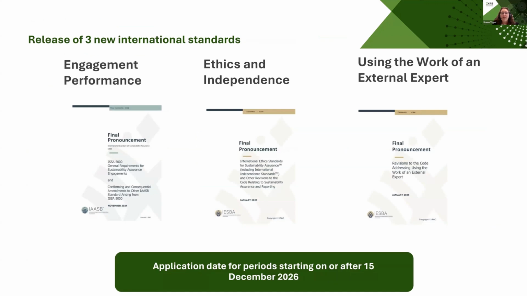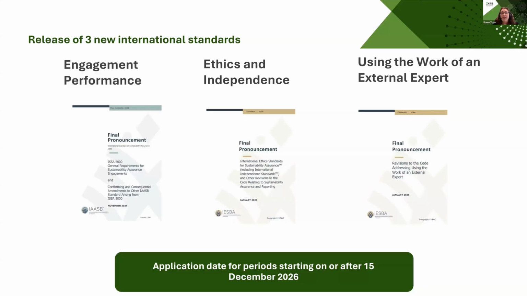So the consultation covers 3 new international standards. The first of these is an engagement performance standard. This is ISA 5000, and this is general requirements for sustainability assurance engagements. The second of these is an ethics and independence standard. So this is commonly known as the IESSA, and this covers the ethics and independence considerations to be used by the assurance practitioner when performing sustainability assurance engagements.